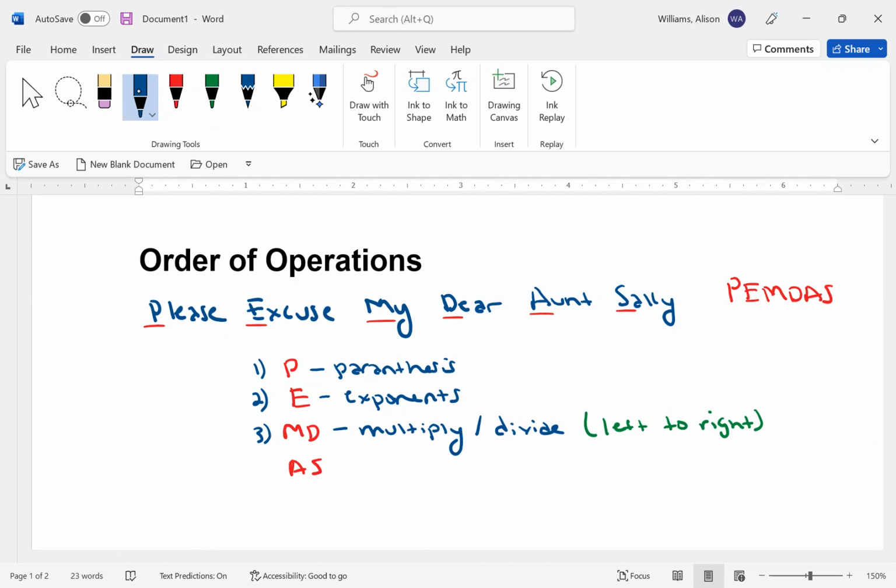We don't do M first just because it was listed first in PEMDAS. It's multiply or divide. They're equal. It's whichever one comes first, left to right. Same with the next step then. So A is for addition, S is for subtraction. And just like the step before it, it's whichever one comes first, left to right. All right. So let's try using this in some examples and see how we do.